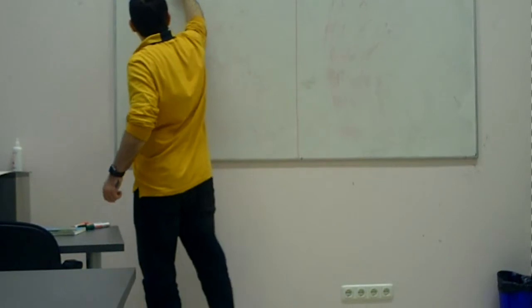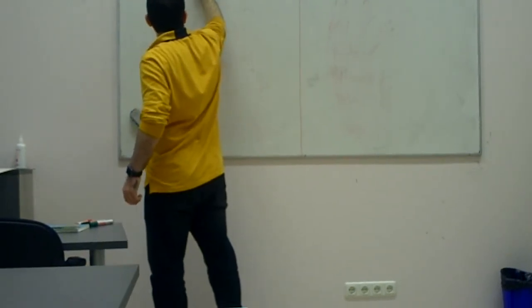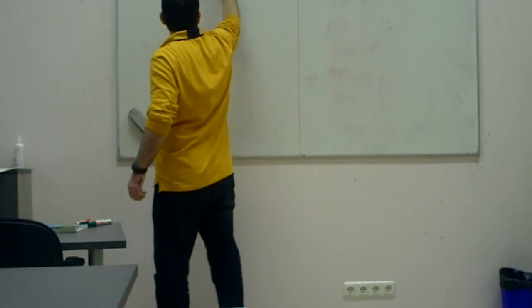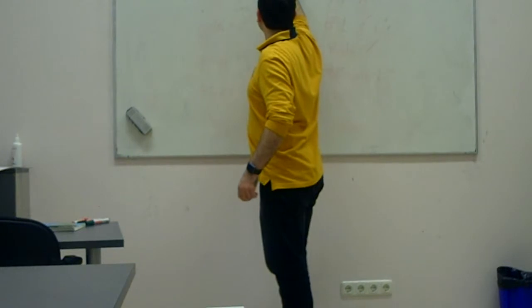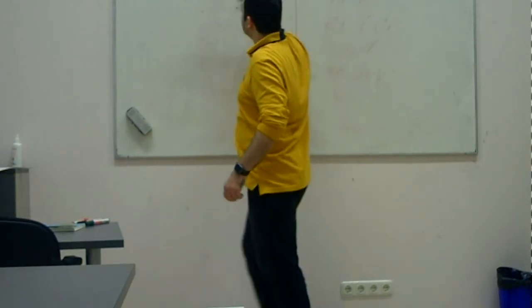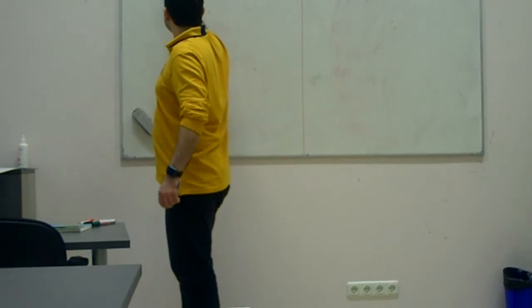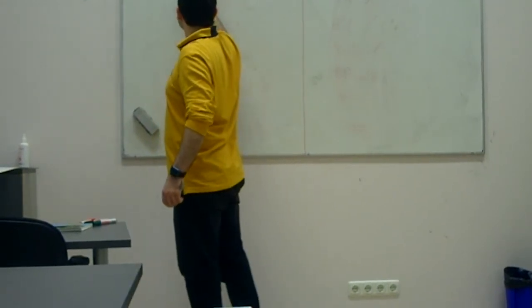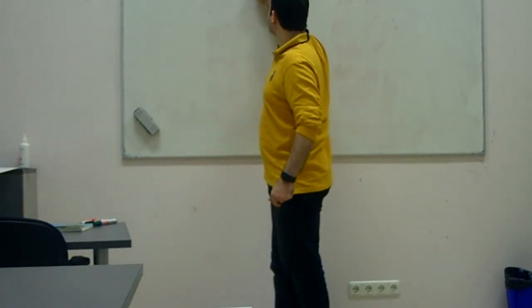Matrix norm. This one from R m by n goes to R is called a matrix norm if it satisfies the following condition.